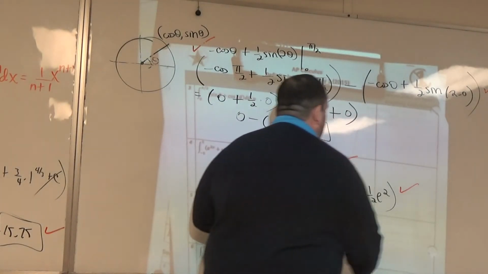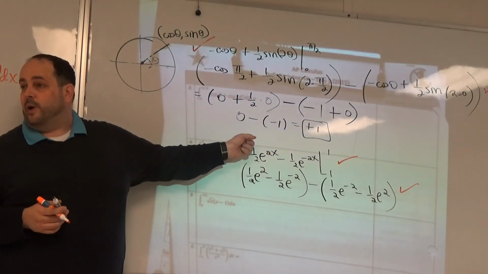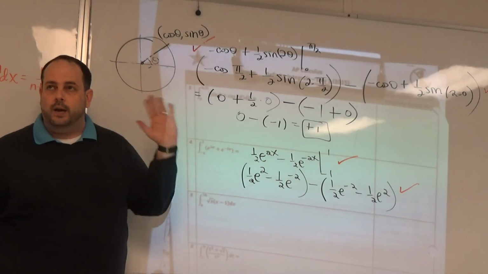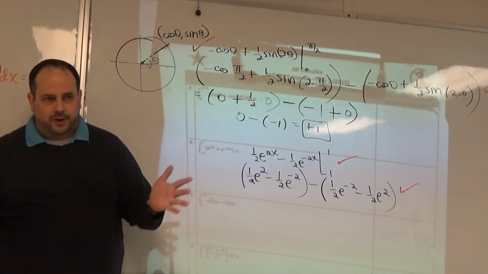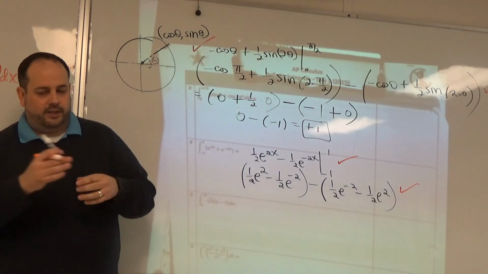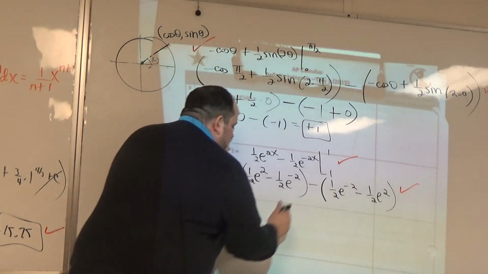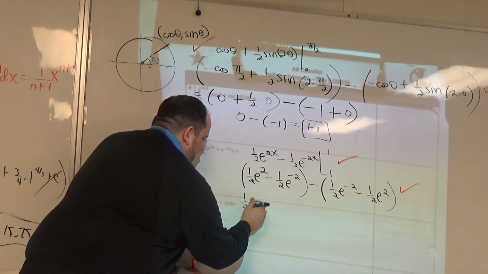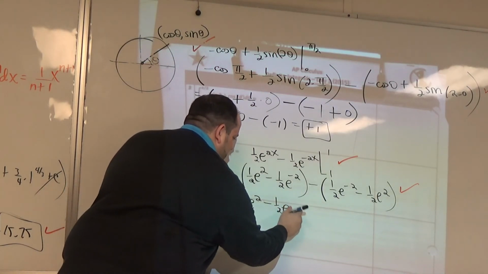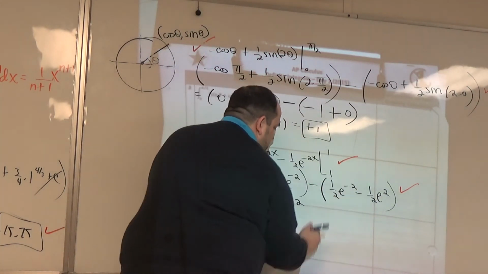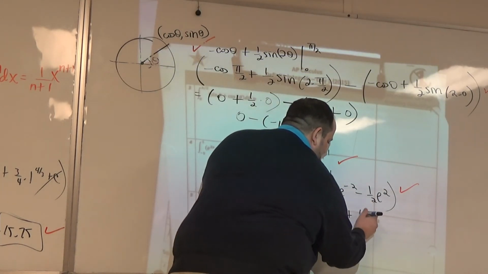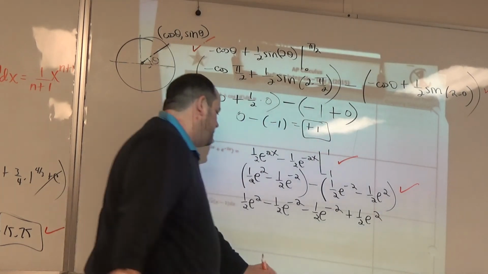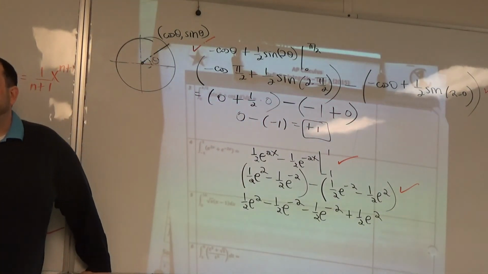Okay, here's the good news. 1 point for finding the antiderivative, 1 point for knowing to plug in. If the simplifying doesn't go so well for you, we're going to work on this. Just give me 1 second to finish this off. I'm going to distribute the negative. So you've got 1/2 e squared minus 1/2 e to the -2 minus 1/2 e to the -2 plus 1/2 e squared. There are like terms here.